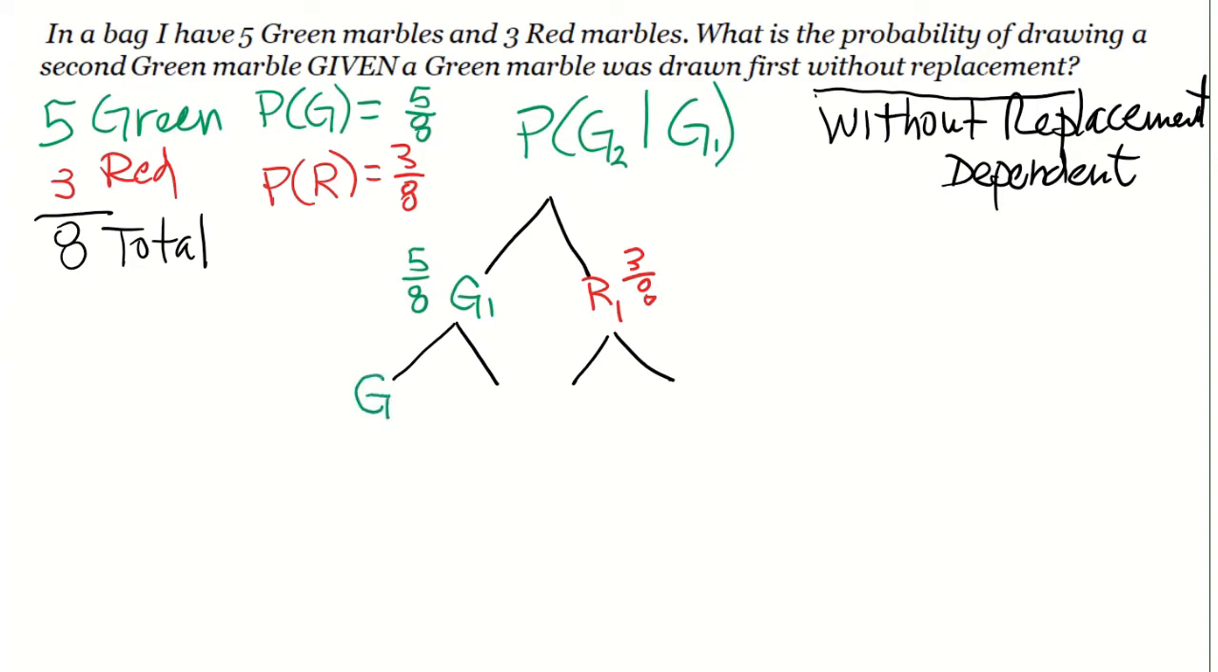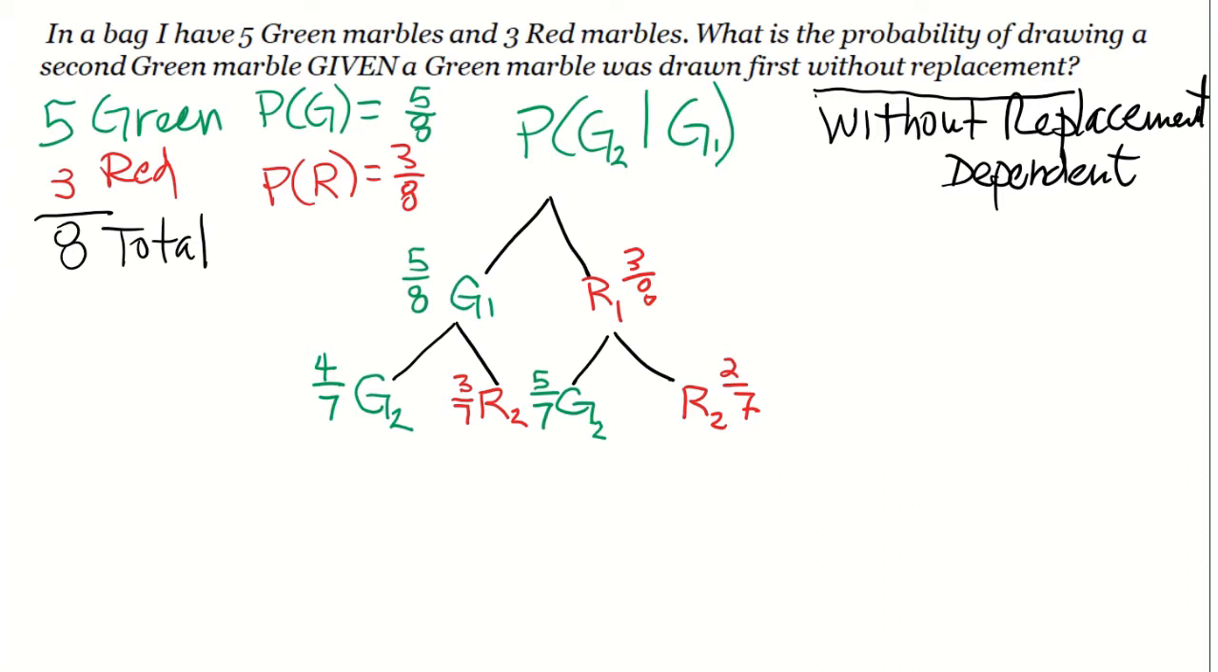So if I draw a green, then my probability is going to be 4 over 7 on my second draw. If I draw a red, my green is going to be a 5 over 7. If I draw a green, then my probability of drawing a red is going to be 3 out of 7. And if I draw a red first, my probability of drawing a red is going to be 2 out of 7.